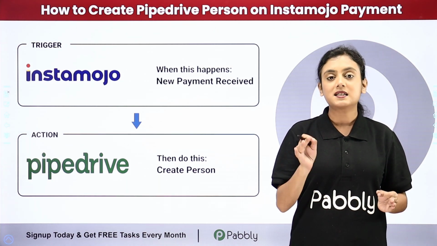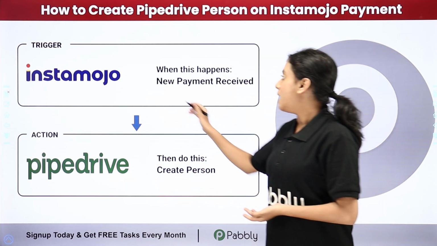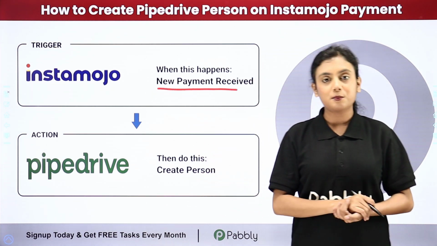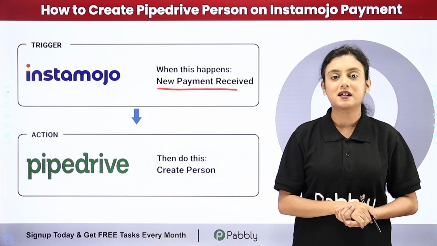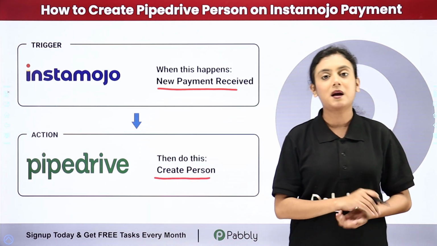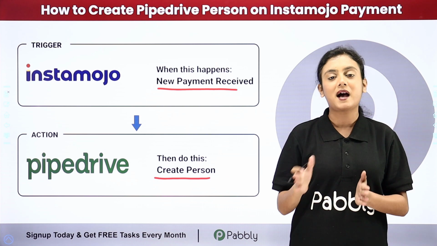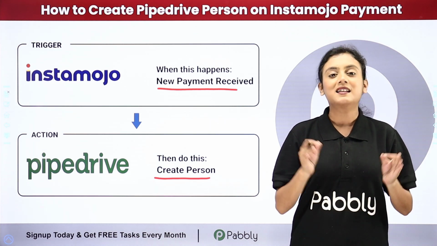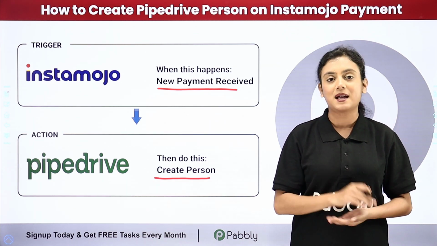Here what I want is that as soon as a customer makes a payment using Instamojo for purchasing the skincare product that I sell, I want to create that customer as a person in my Pipedrive account so that I can manage all my customers' data. Now doing this manually is very time consuming.